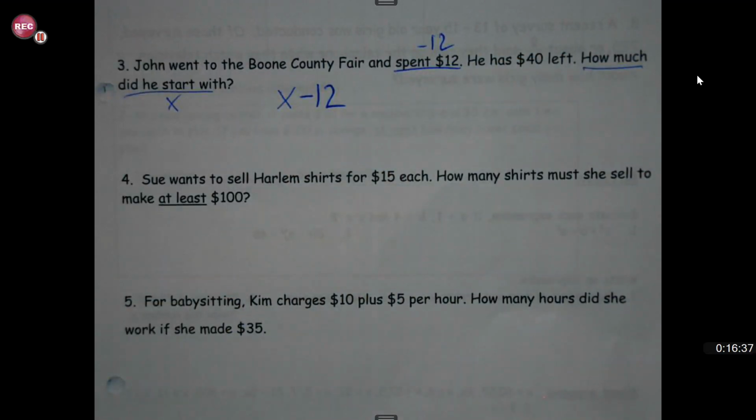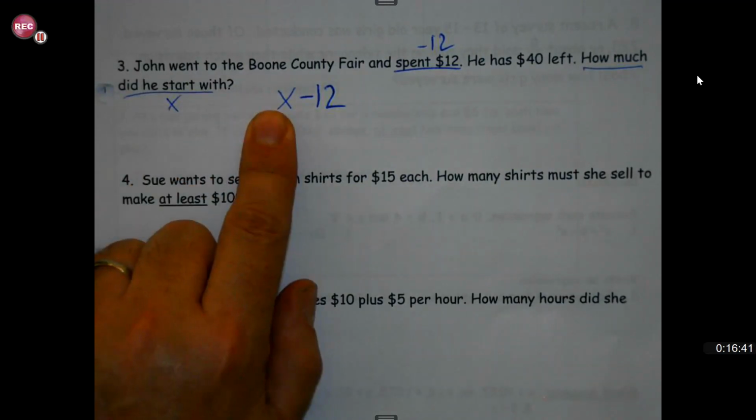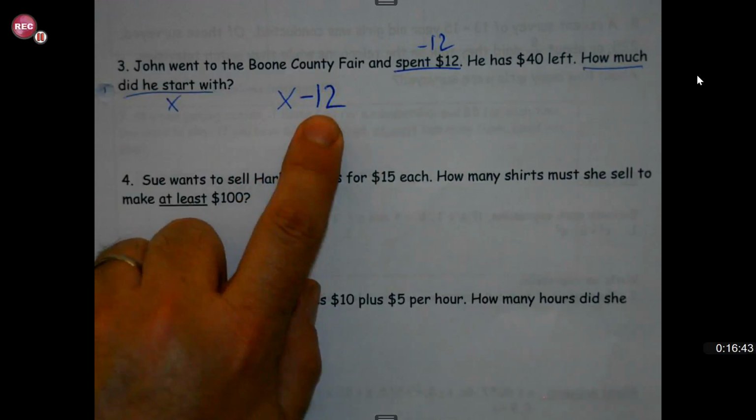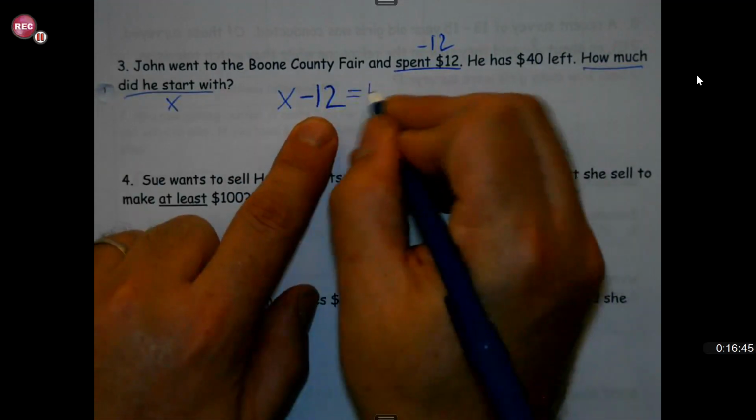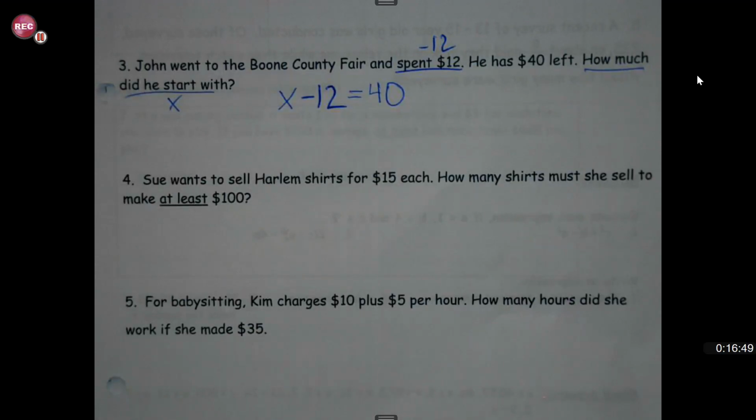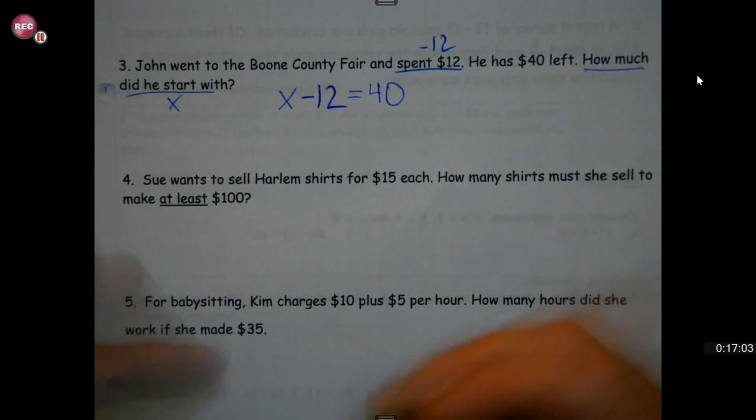He has $40 left. So if I had my money at the start and I spent 12, now I have 40. Just like that, you have an equation. I bet a lot of you could have looked at that and said, well, wait a minute. If I have 40 left and I spent 12, you probably sit there in your head and are able to tell me it's 52.